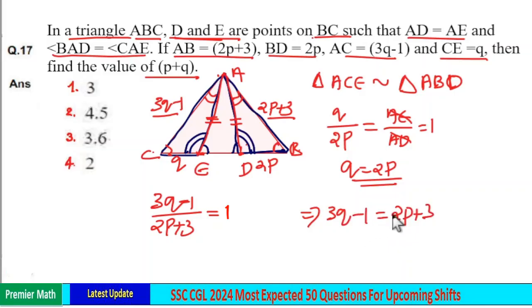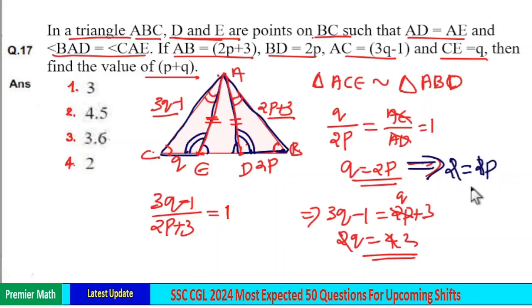So here 2P is equal to Q. So 3Q minus Q is equal to 2Q, which is equal to 3 plus 1, 4. That is, Q is equal to 2. Here Q is equal to 2 means 2 is equal to 2P. That is, P is equal to 1. So P plus Q is equal to 1 plus 2. Option 1 is your answer.